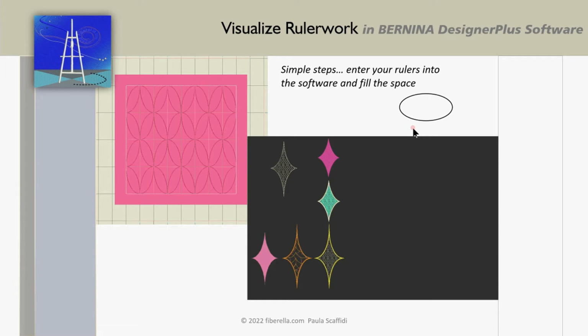Sometimes with rulers we are stitching on the outside of the acrylic, and other times we are stitching on the inside. On the left here you can see there's a simple shape that's been overlapped. It's key to get those rulers into the software at the scale that they're going to stitch out, and I will show you how to easily do that.